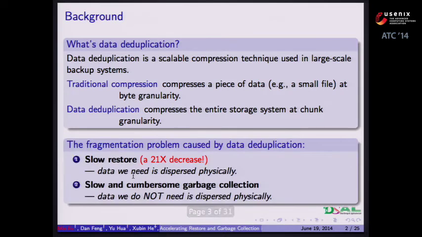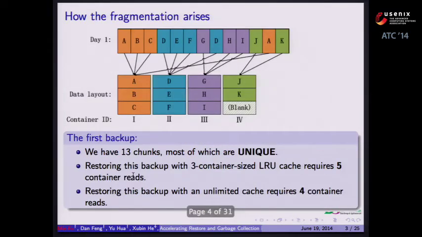However, one of the biggest problems of data deduplication is the fragmentation problem. Its negative impacts are twofold. First, the fragmentation decreases the restore performance. Since the data we need is dispersed physically, we observe a 21 times decrease of restore performance in our datasets. Second, the fragmentation decreases the efficiency of garbage collection, since the data we do not need is also dispersed physically.